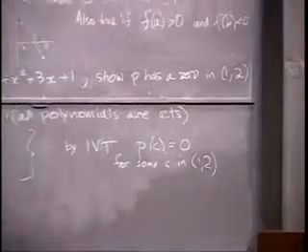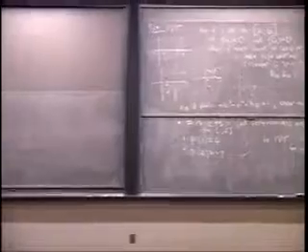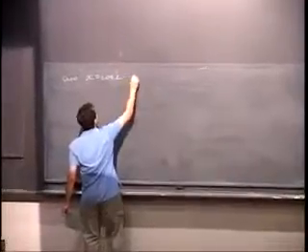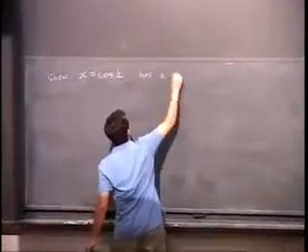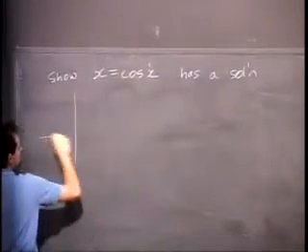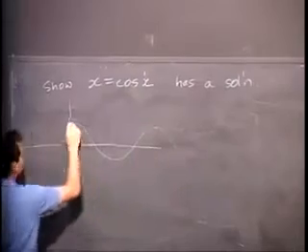All right, let's look at something a little harder. I believe something like this came up on your homework. Show the equation x equals cosine of x has a solution. Well, let's first of all draw a little picture of what's going on. Cosine x looks like this. We drew the graph of it a couple of weeks ago.